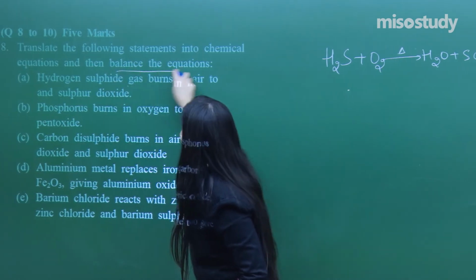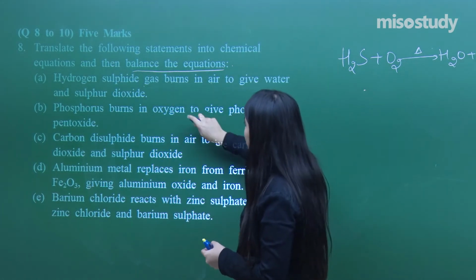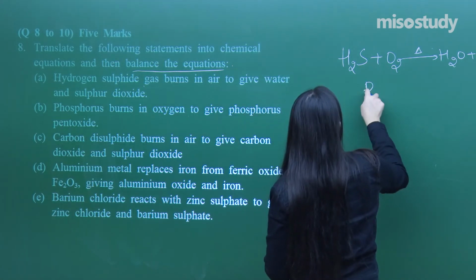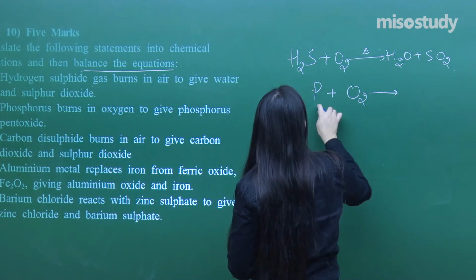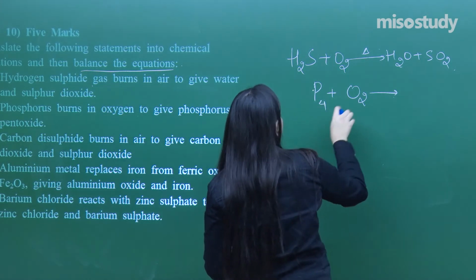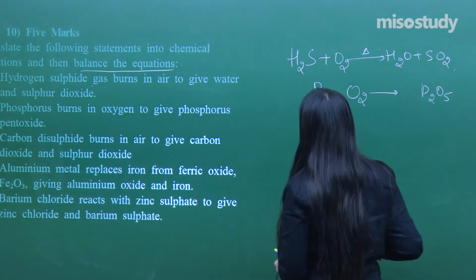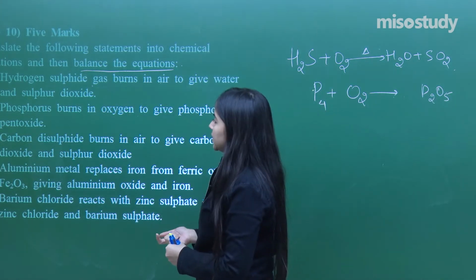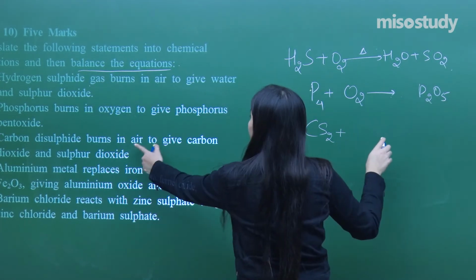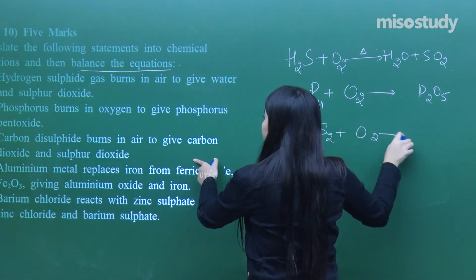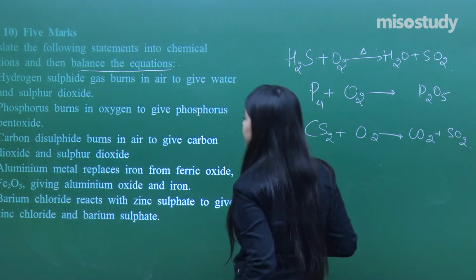You have to balance it also. We will be just balancing it in a while. Let us move on to the next. Phosphorus plus oxygen, so P4 plus oxygen giving P2O5. Carbon disulfide, that means CS2, plus burning in the air again, giving CO2 plus SO2.